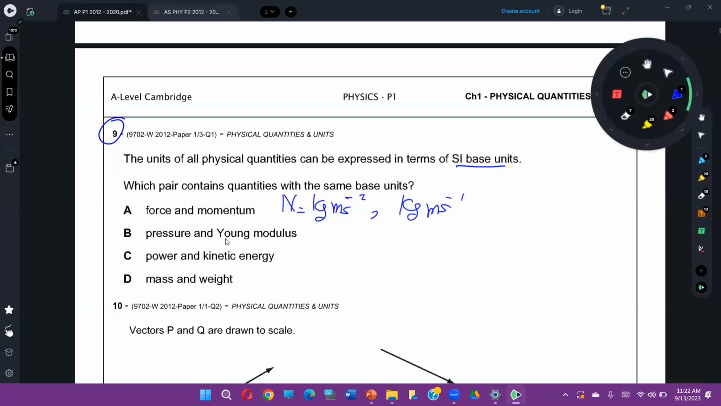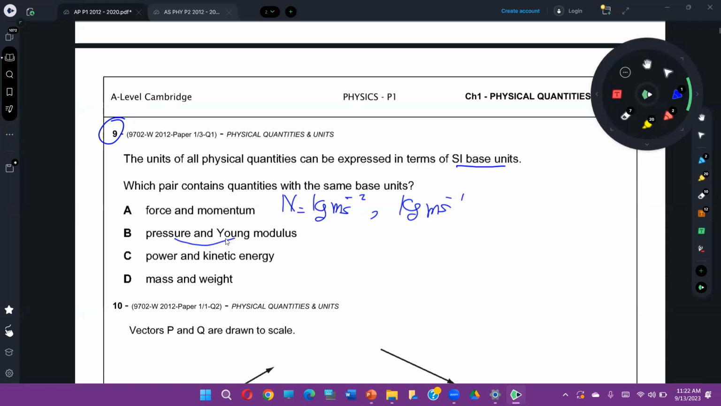Pressure and Young modulus. Remember that in A-level physics, Young modulus has the same unit as pressure. Young modulus and pressure are the same in terms of dimension.